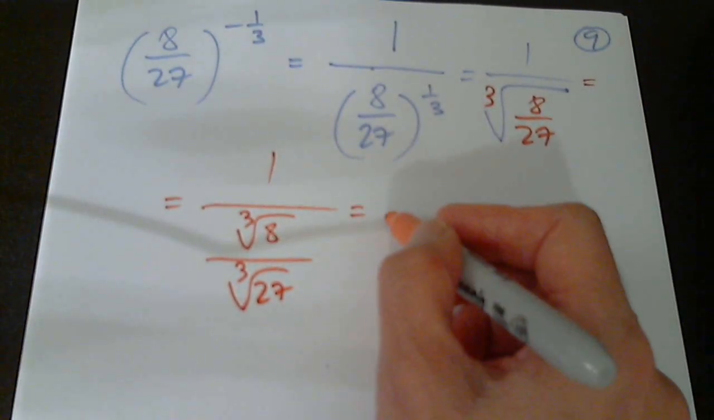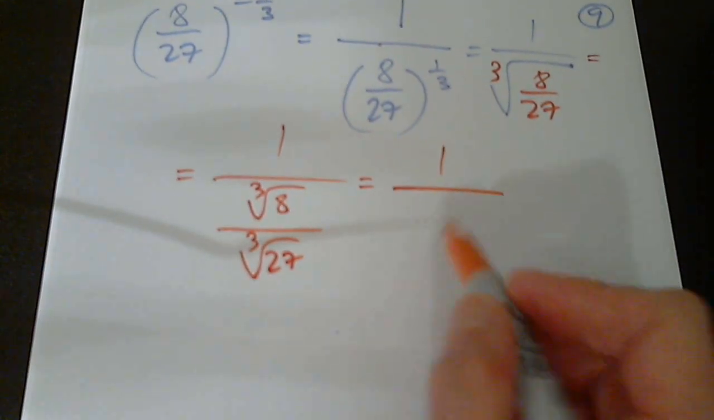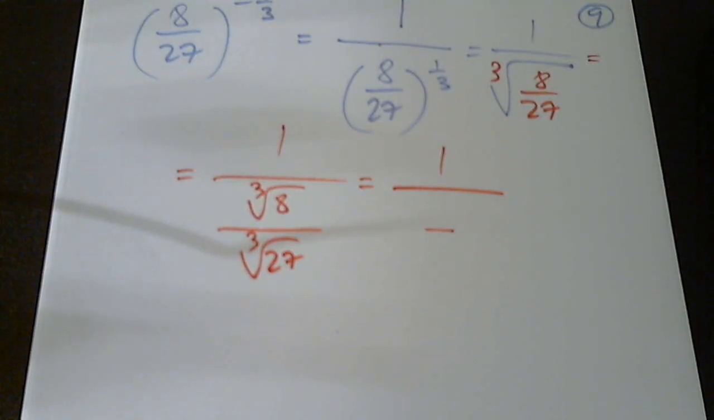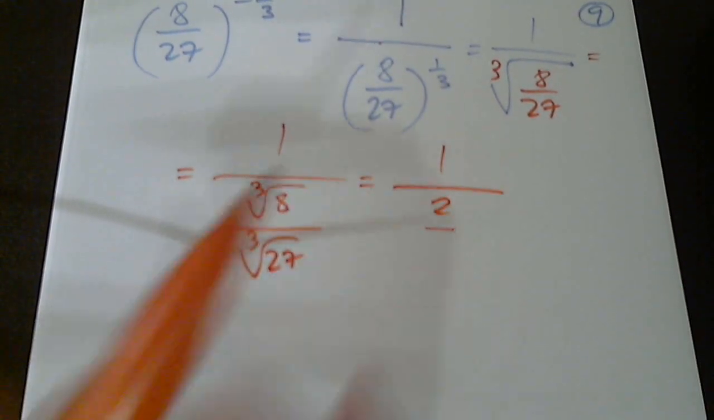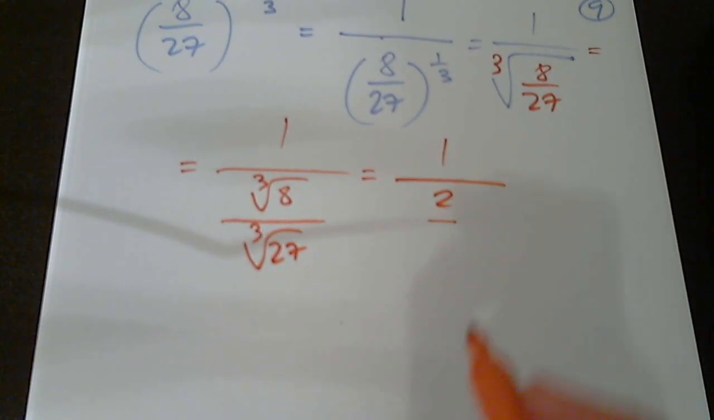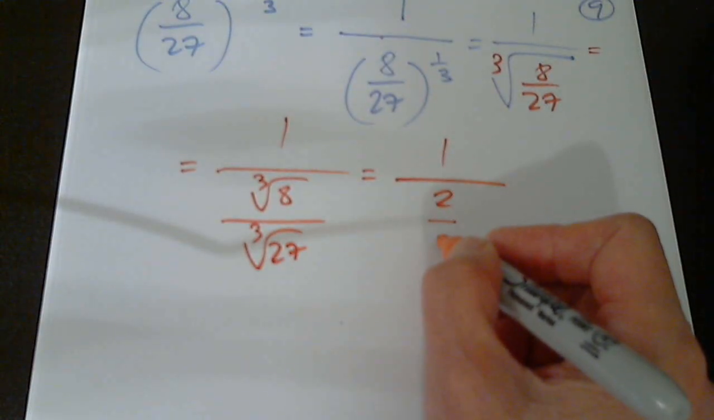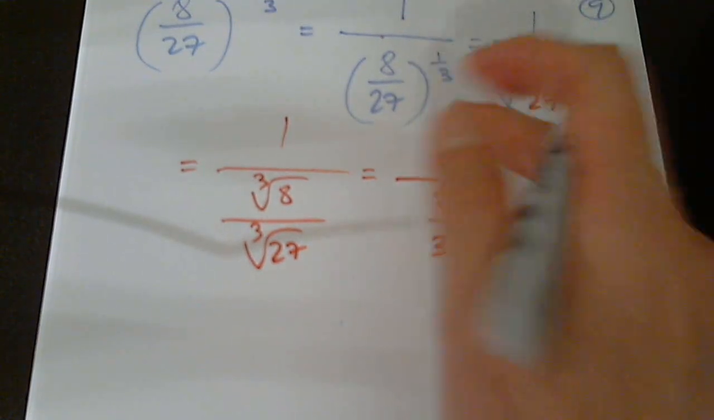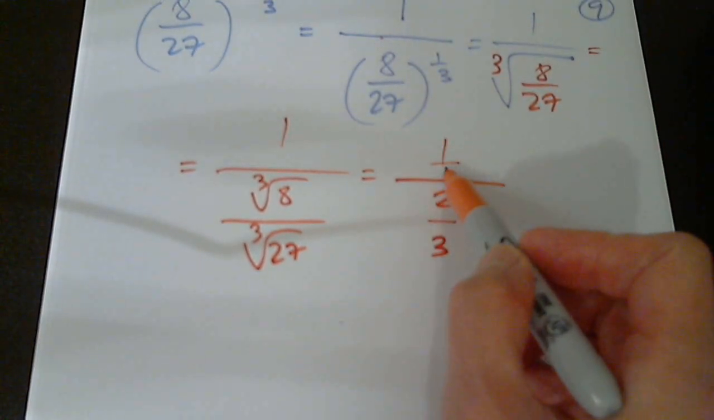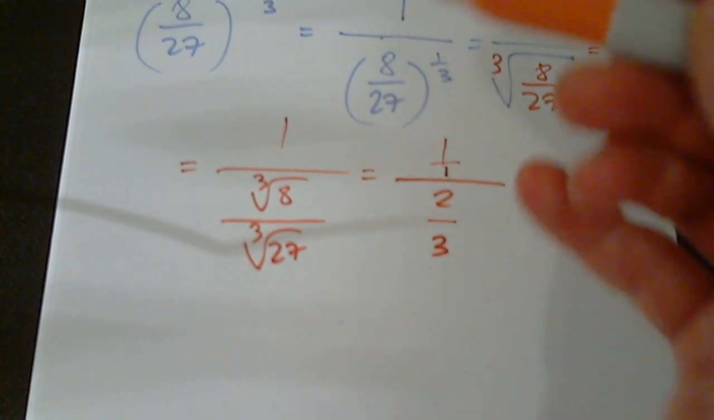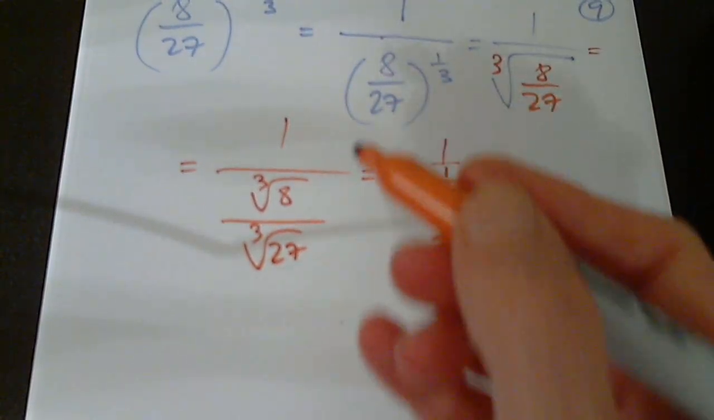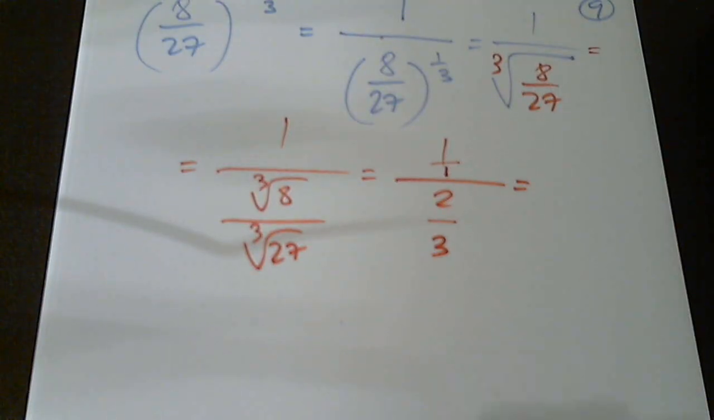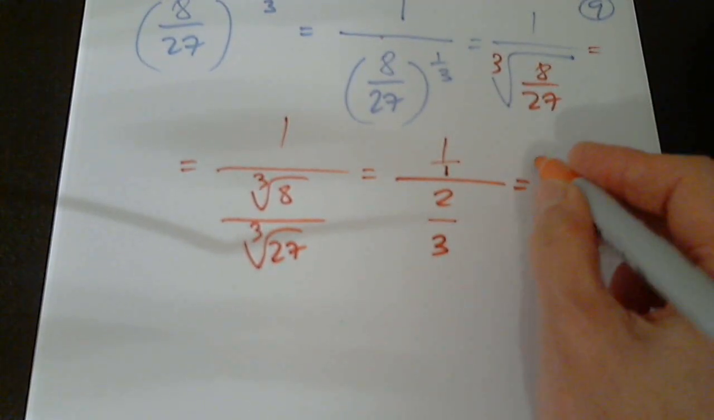Can anyone tell us the cube root of 8? 2. Excellent. Can anyone tell us the cube root of 27? 3. Excellent. I just have to flip. Why do I flip? Because I'm dividing a fraction, 1 over 1 by 2 over 3. So by the rule of dividing fractions, I copy the top, but I don't have anything to copy. It's 1 times 3 over 2.